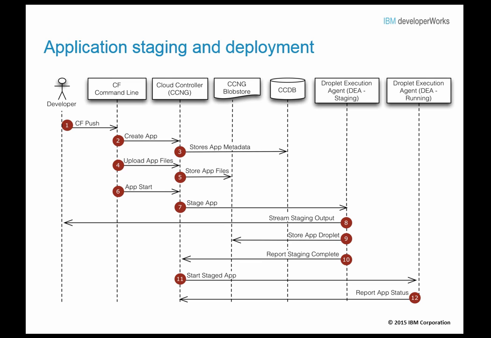The staging DEA packages the resulting staged application into a tarball called the droplet and stores it in the blob store. The results are cached and used the next time the application is staged. It also reports to the Cloud Controller that staging is complete. The Cloud Controller then chooses one or more DEAs from the pool to run the staged application. The running DEAs report the status of the application to the Cloud Controller.